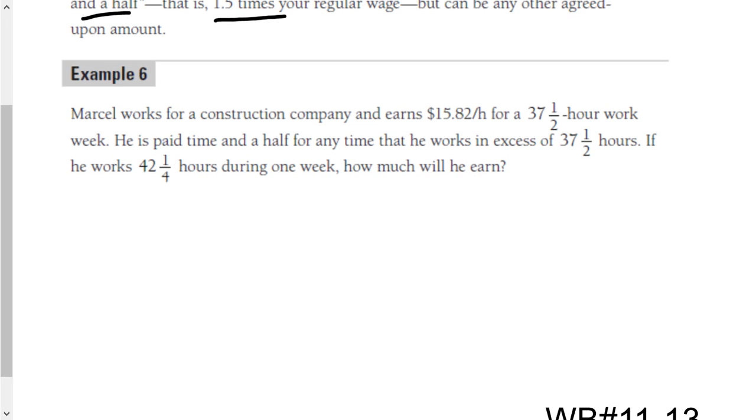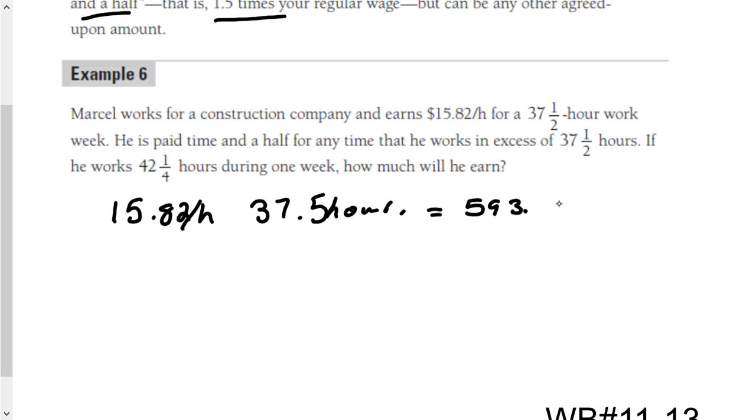Marcel works for a construction company and earns $15.82 per hour for 37.5 hours. He's paid time and a half for any that he works in excess. If he works 42 and a quarter hours in 1 week, how much will he earn? So for the first set of hours, he will earn $593.25.